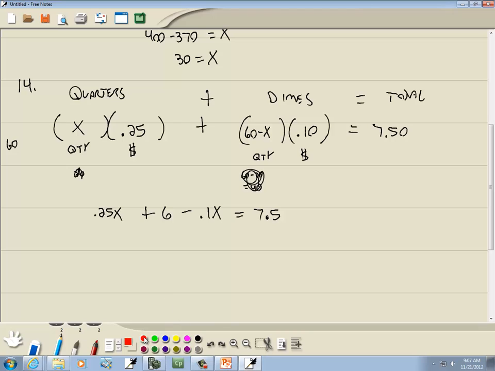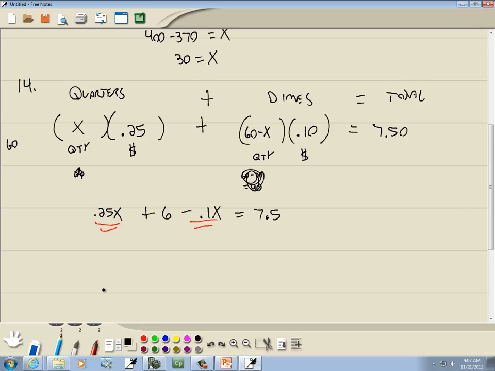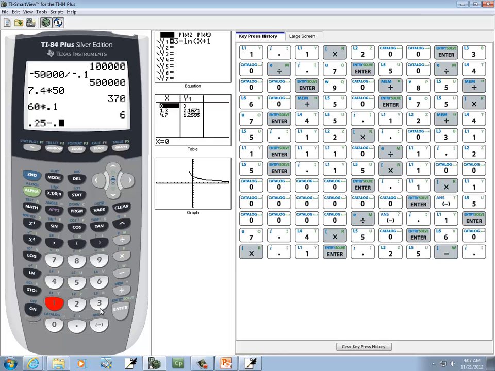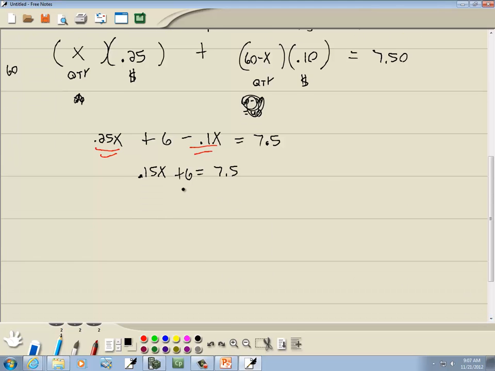Now combine together like terms. We got 0.25x minus 0.1x. And I hate decimals. 0.25 minus 0.1 is 0.15. So combining those like terms, we get 0.15x plus 6 equals 7.5. Get everything with an x on one side, numbers on the other. So I'll take 6 over. We'll get 0.15x is equal to 7.5 minus 6. 7.5 minus 6 is 1.5.